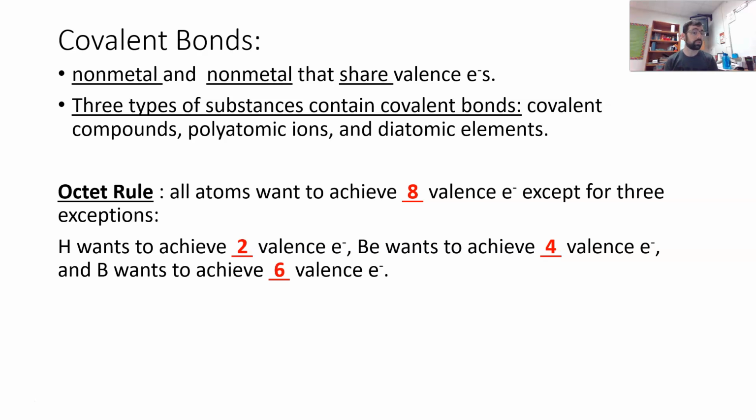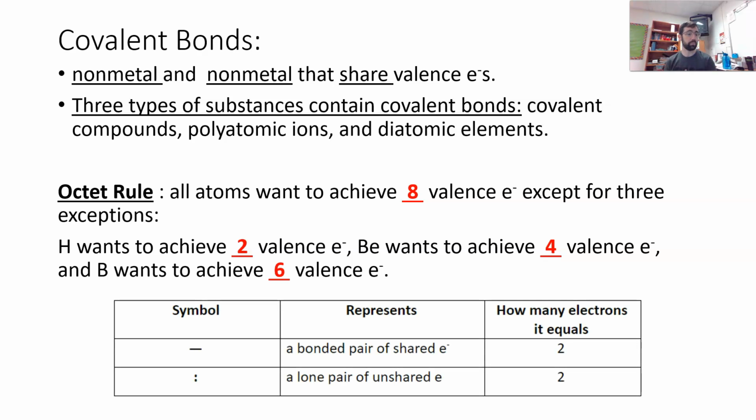Anyways, I'm not going to trick you with beryllium compounds. If we give you a compound with beryllium in this unit, you just need to assume that it's a covalent compound. I do want you to know these 3 exceptions though. Hydrogen wants 2 valence electrons for each hydrogen atom. Beryllium wants 4. Boron wants 6.